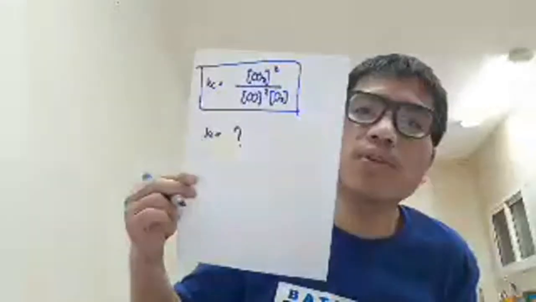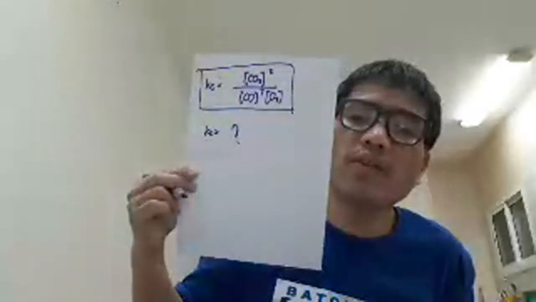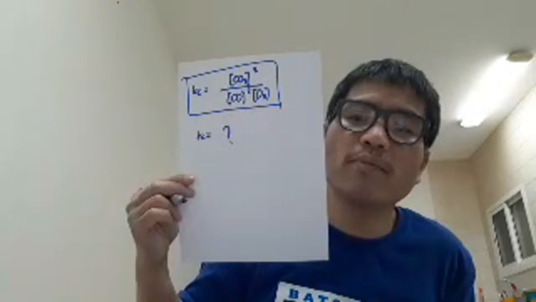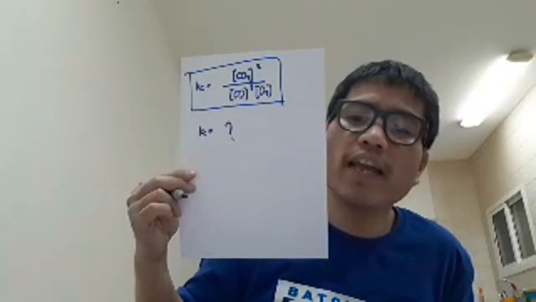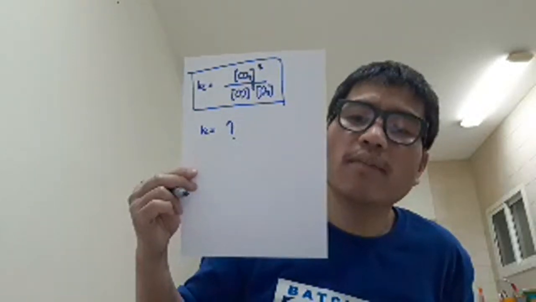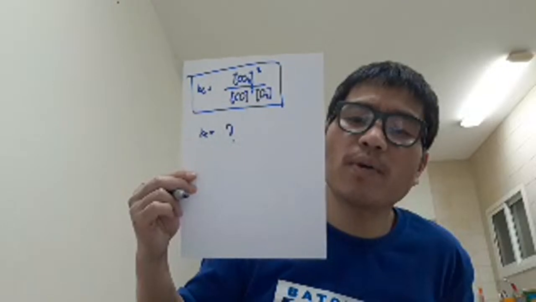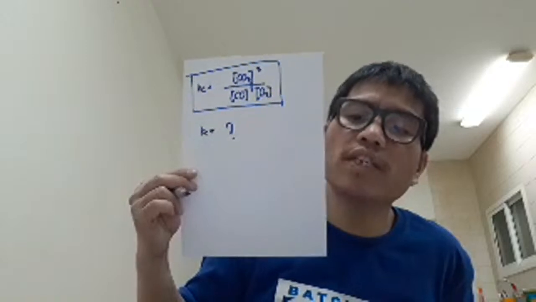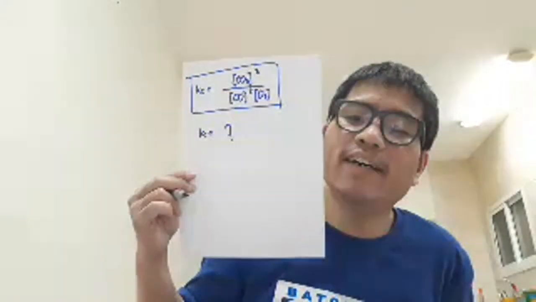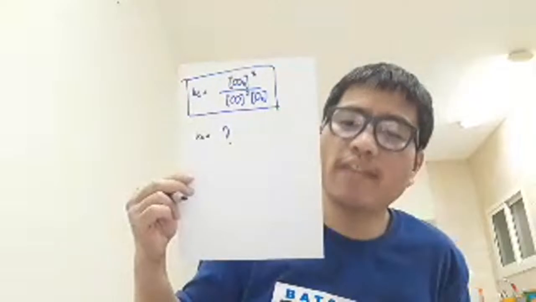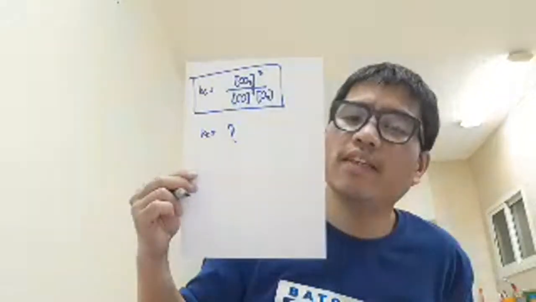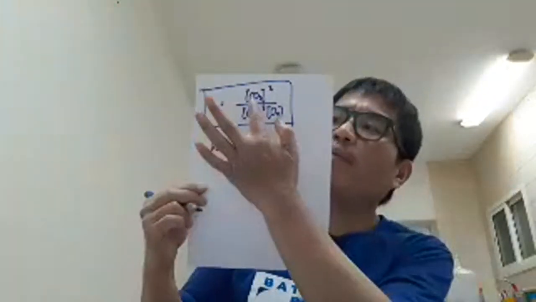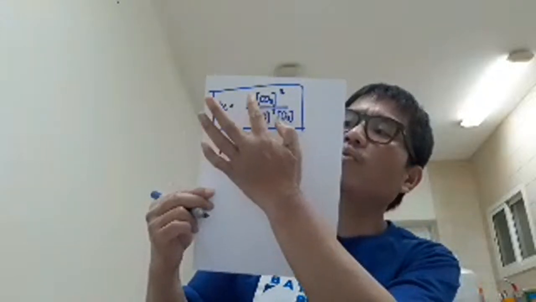Kc is equal to the carbon dioxide concentration raised to the power 2, because there are 2 moles of carbon dioxide in the reaction. Okay, and then over the carbon monoxide concentration raised to the power 2, because there are also 2 moles in CO. And then oxygen gas, there's no coefficient beside the oxygen gas, so there's no exponent. Like that, we compute for the Kc. Individually, we will substitute the equilibrium concentrations of CO2, CO, and O2. Let's look at the problem.